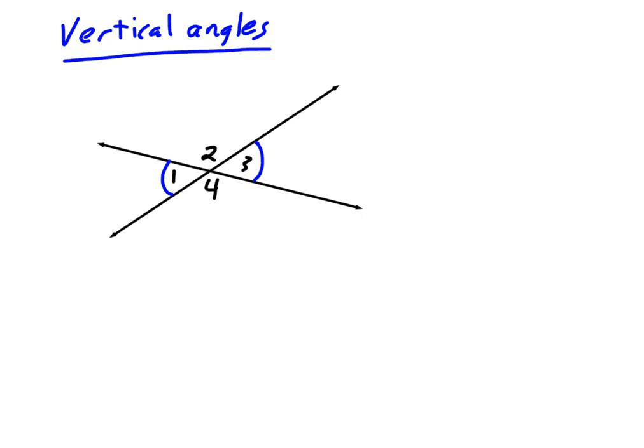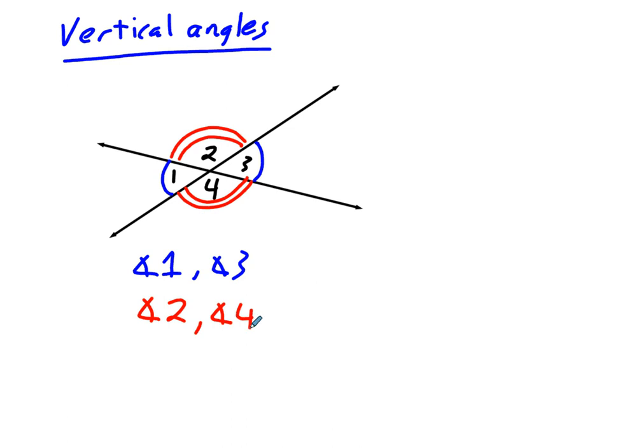And then angle 2 is up here, and angle 4 is down here. That would be a vertical angle pair. So we would have angles 1 and 3 as a vertical pair, and angle 2 and angle 4 would be a vertical pair. So vertical angles are formed with two intersecting lines, and it's always the angles that are across from each other.